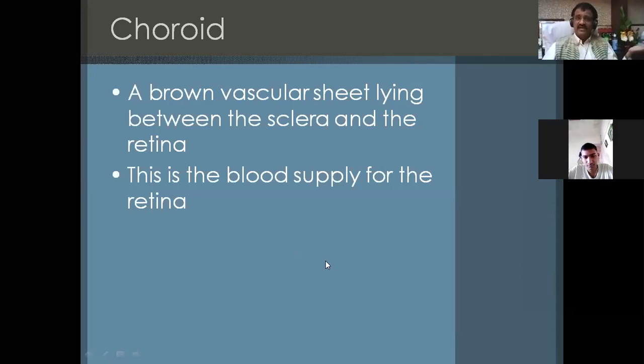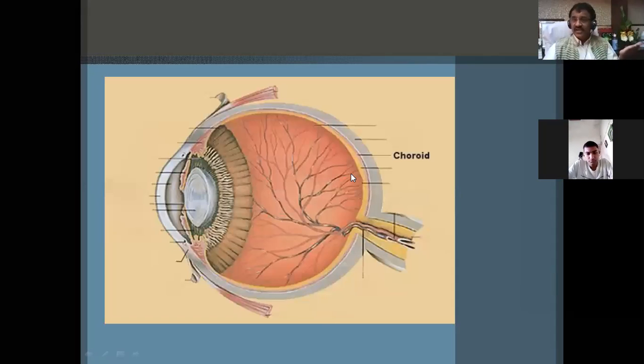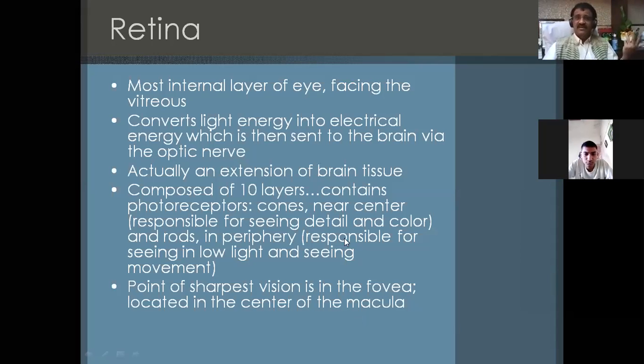Now what is choroid? It is a brown vascular sheet lying between the sclera and the retina, and this is the blood supply for the retina. Choroid lies between the retina and sclera, and it gives blood supply to the retina. Now what is retina? The last part. Most internal layer of the eyeball facing the vitreous body. It converts light energy into electrical energy. Now this is the last part.